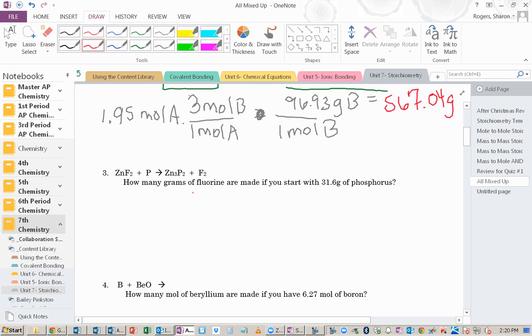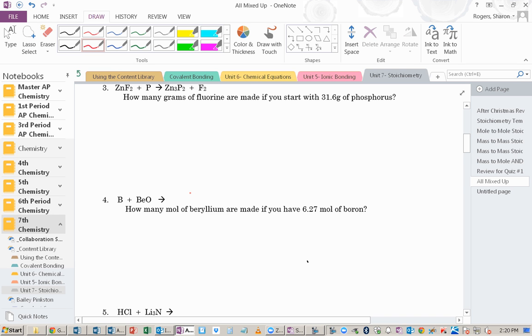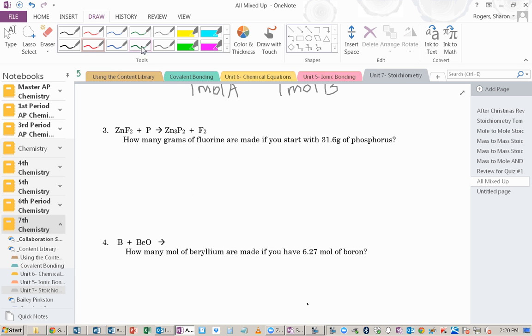Moving on. Number 3. Number 3 says, how many grams of fluorine are made if you start with 31.6 grams of phosphorus? So I can quickly see that this is a mass-to-mass problem. I'm starting with mass and I'm ending with mass. I'm starting with grams of phosphorus, and I'm converting to grams of fluorine.